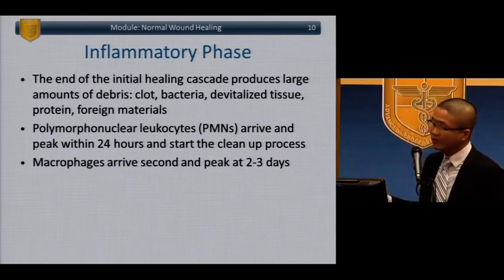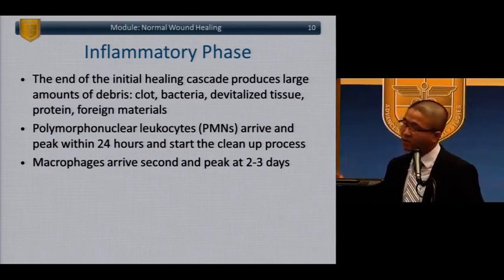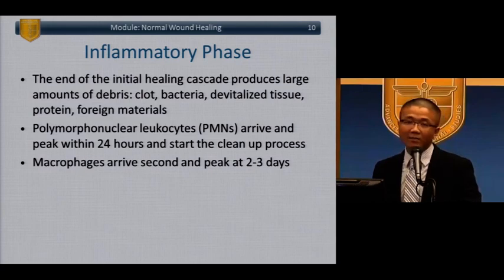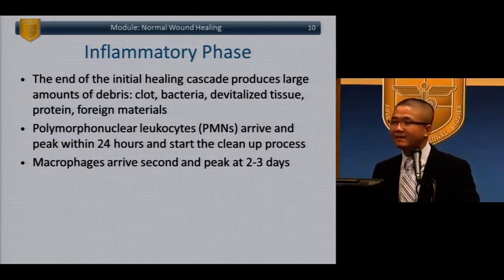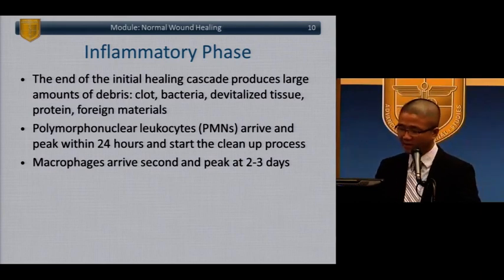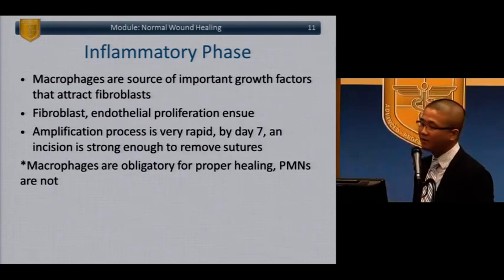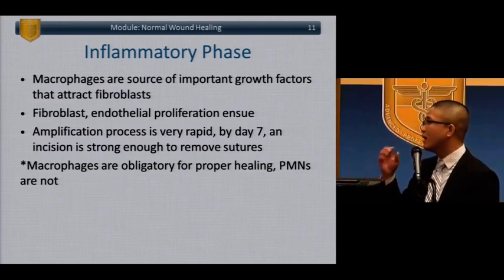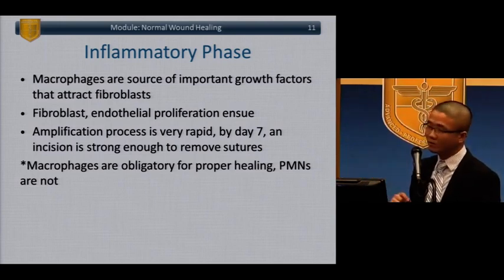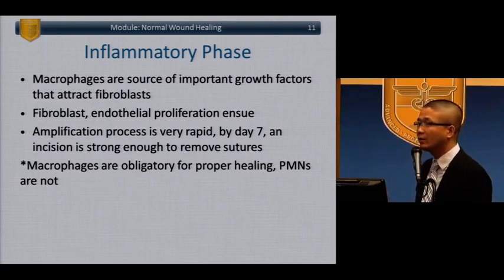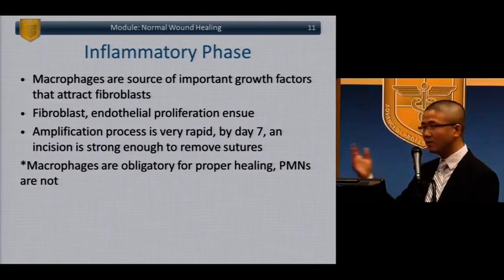Right? The macrophages then arrive next, and they peak in 2 to 3 days. The polymorphonuclear cells are not indispensable. They're very important, but the macrophages are absolutely indispensable for this process. Okay? Macrophages don't only work in a phagocytic mechanism. They also produce important growth factors that attract fibroblasts. And of course, fibroblasts are very, very important for the final product, right? Or the beginning of the final product.